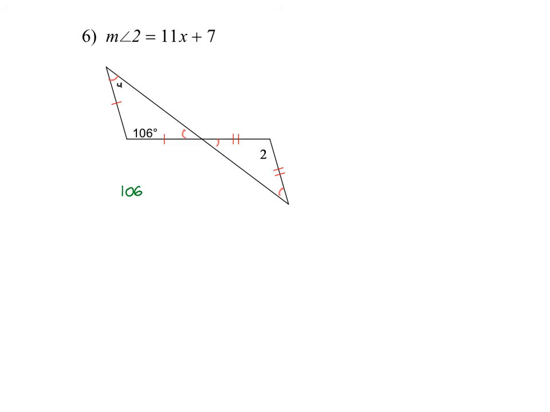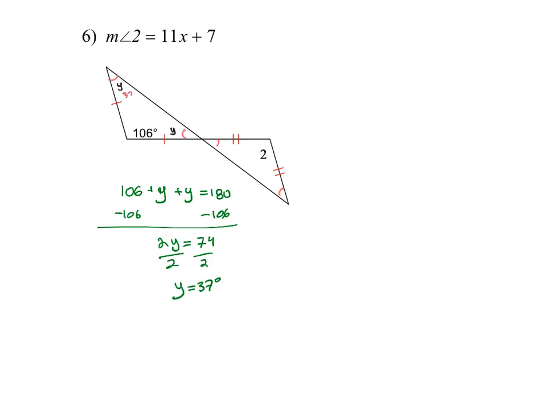Let's name this one y. y plus y equals 180. So minus 106, so 2y equals 74, and I'm going to divide by 2, so y equals 37 degrees. So that means that each of these angles is 37.